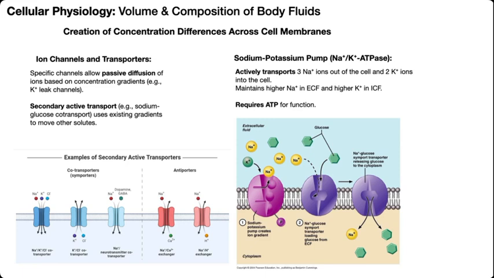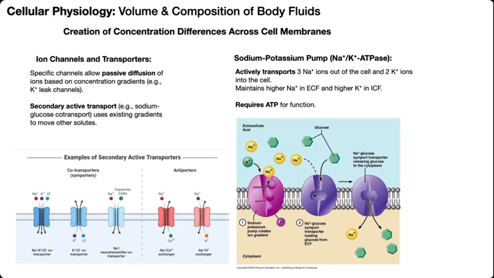These are channels that allow potassium to just leak out of the cell, and that helps contribute to the resting membrane potential of the cell. That resting membrane potential of a cell is important for cellular function, such as beating the heart or causing a muscle contraction.